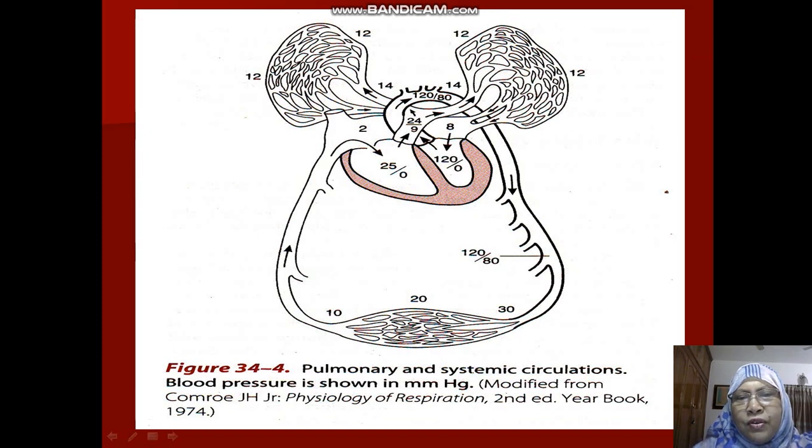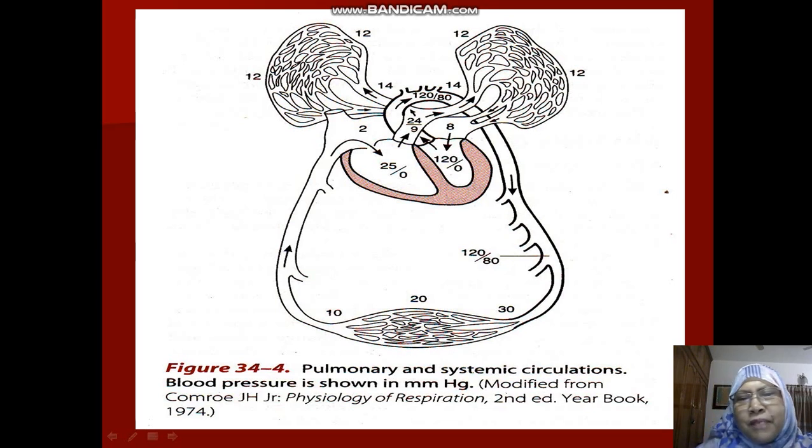This figure also shows the different pressure changes in different areas, in different circulations. You see that in pulmonary circulation pressure is less, but in systemic circulation pressure is more. Systemic circulation starts from the left ventricle, and the left ventricular pressure is high, that is 120 by 0: during systole it is 120, and during diastole it is 0 millimeter of mercury. But in the aorta pressure is 120 by 80 millimeter of mercury, that is during diastole it is 80 and in systole 120 millimeter of mercury. It is the aortic pressure, and this pressure is maintained throughout the arteries.